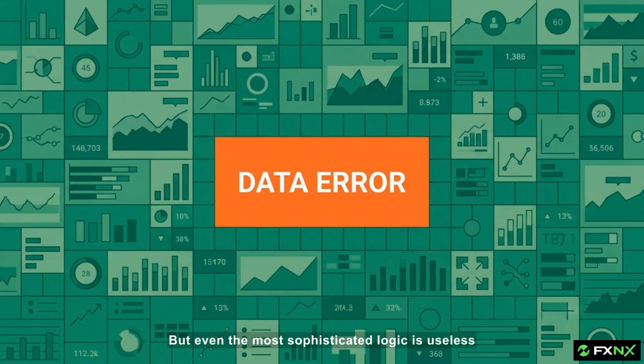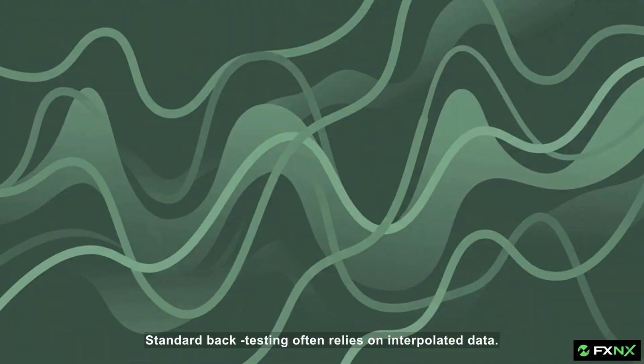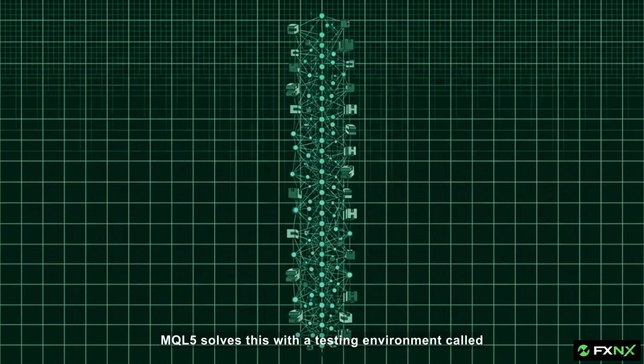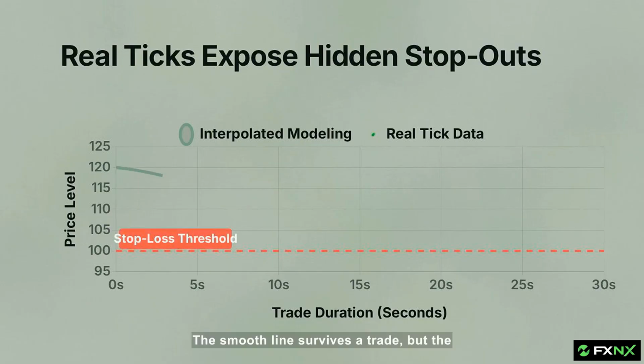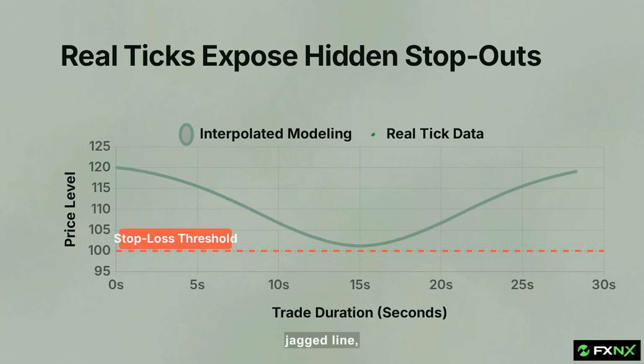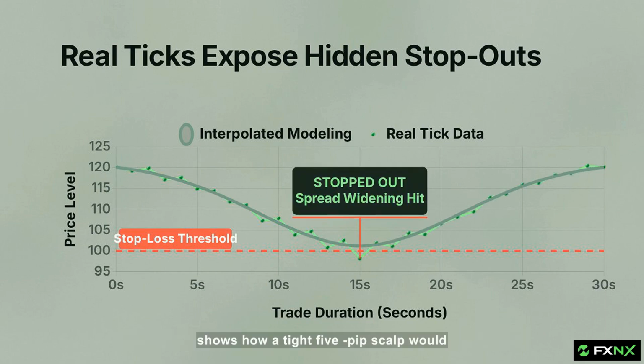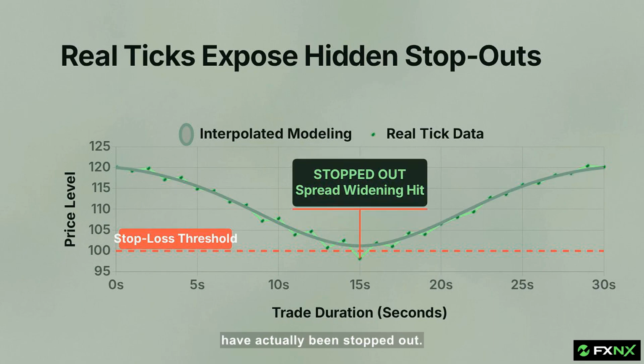But even the most sophisticated logic is useless if you build it on flawed historical data. Standard backtesting often relies on interpolated data. The system basically guesses the price action between open and close, creating an artificially smooth chart that hides the actual volatility of live markets. MT5 solves this with a testing environment called Every Tick based on real ticks. Take a look at these two datasets. The smooth line survives a trade, but the jagged line, representing actual historical spread widening and liquidity gaps, shows how a tight 5-pip scalp would have actually been stopped out.